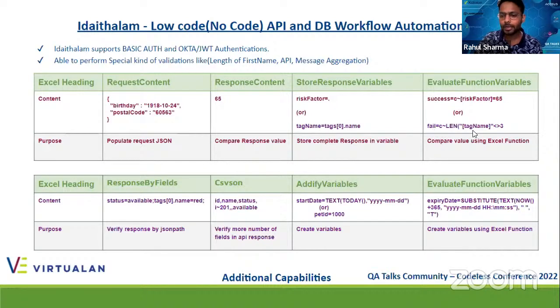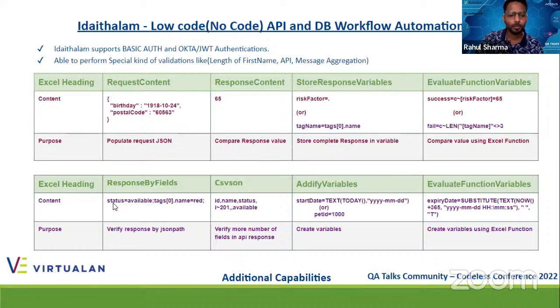The negative test case would be that the length of tag name is 3, right? But it's not 3 in our case, so it will fail. Response by field column: here again, you can verify the response with the help of JSON path. Here we used the JSON path to store the value, but here we are verifying the response value. Suppose, for example, in your response you are getting a key value pair called status, which has a value called available. Then how are you going to validate that?